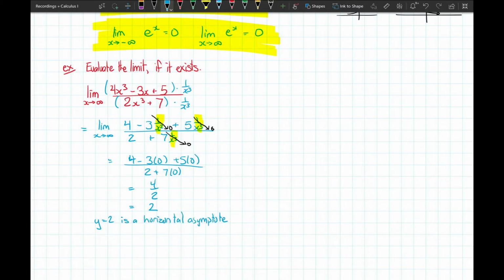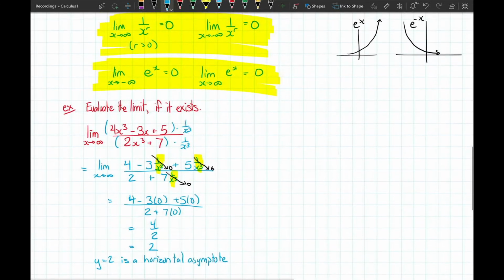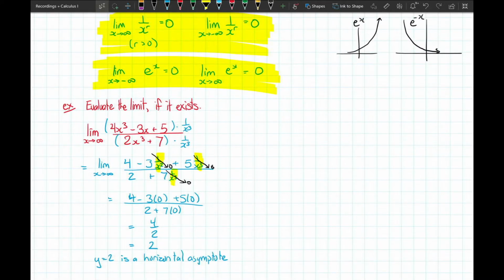Now, can we also take a look at what happens as x goes to negative infinity? Will any of this process be any different? Well, keeping in mind that anytime we have 1 over x to the r, as r is positive, as x goes to infinity, the expression equals 0, regardless of whether x is going to positive infinity or negative infinity. So y equals 2 is going to be a horizontal asymptote both at the right-hand tail and left-hand tail of this function. But let's look at a function that may have 2 horizontal asymptotes other than arctangent.